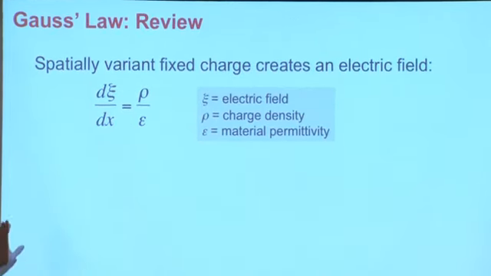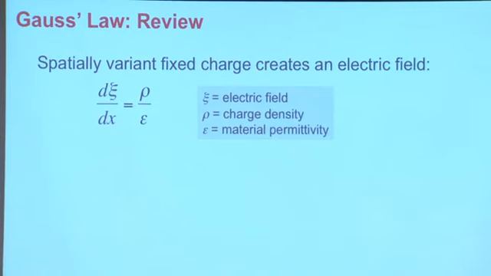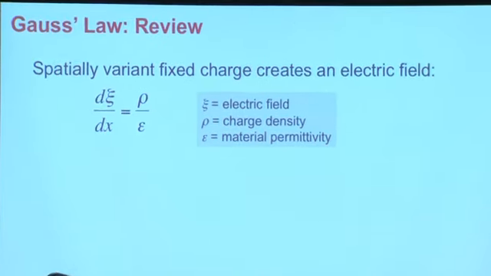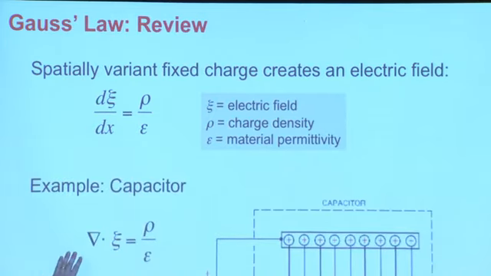And that's the expression right there that describes this in mathematical terms, where we're using psi as our electric field. We're using psi instead of E. You probably remember your physics textbooks using E as the electric field, because we're going to reserve that variable for the electron energy. That'll come in several slides forward. So the charge density will be given by rho, and the material permittivity by epsilon. And an example is a capacitor here.